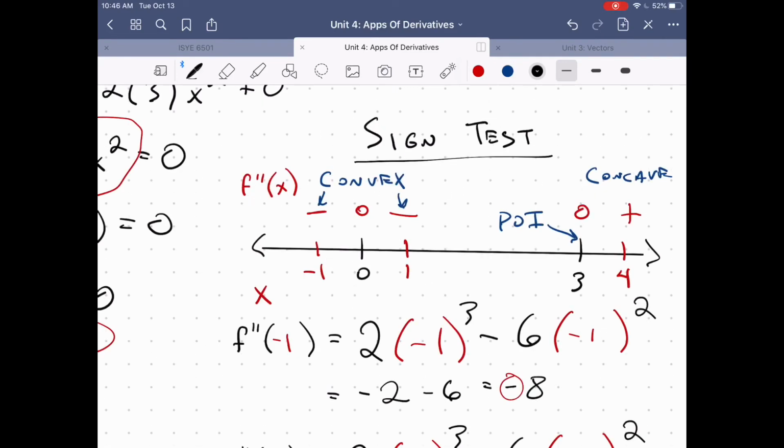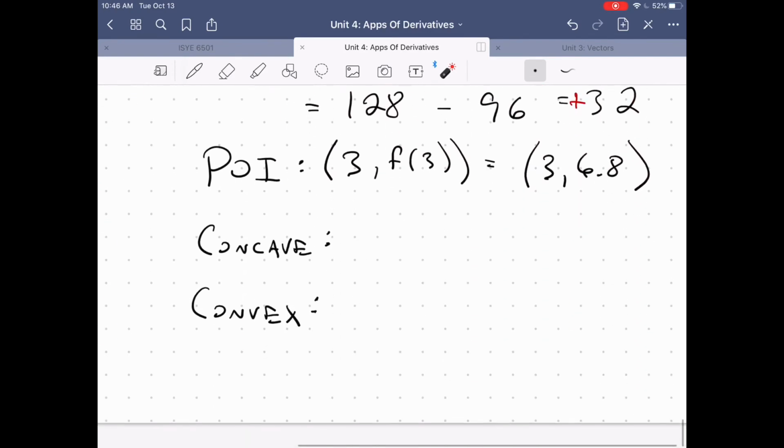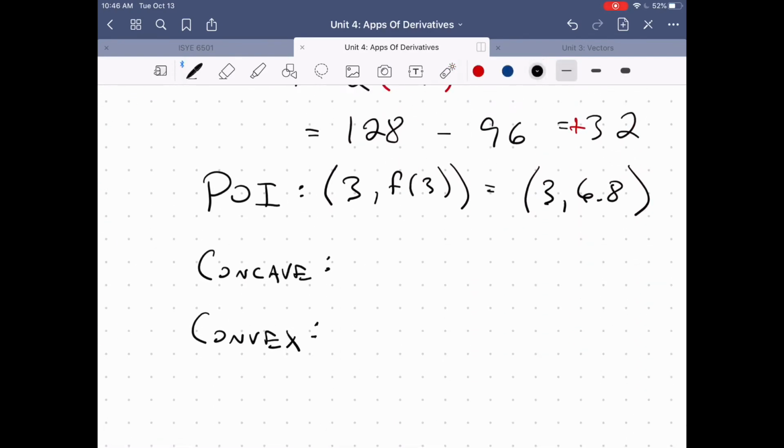When we tested points, we only found one point where it was positive. But this is actually going to be positive everywhere to the right of 3. So since there is no other point to the right of 4 where we have a 0 or does not exist for the second derivative, that means that the concavity could not change anywhere else to the right of 3. So since this is concave at 4, it's going to be concave everywhere to the right of 3. So the interval for concave would be 3, infinity.